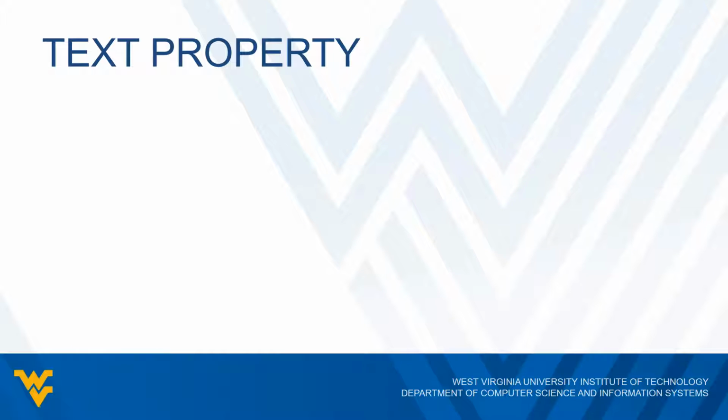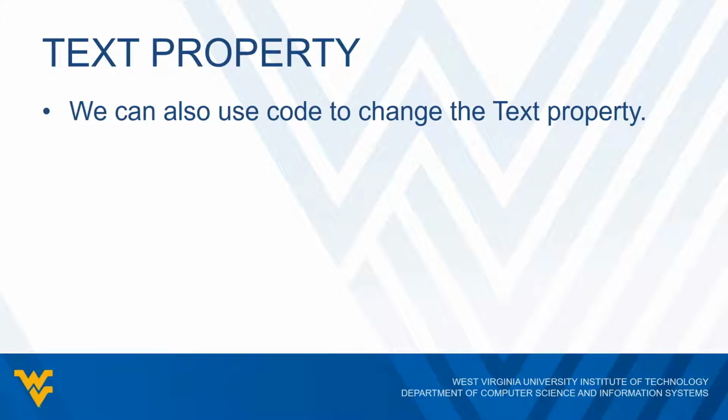Now, we could also change the text by using code. So you could go into the property portion and change it there, but we could also write some code to actually change the text as well. And I'm going to show you how to do it, or at least I'm going to explain it. And you're welcome to go and just try this out on your own. Open up Visual Studio and go into the code and actually make this change. You can see it for yourself.